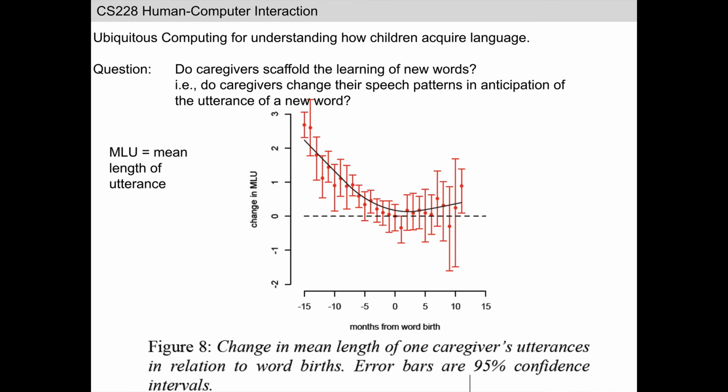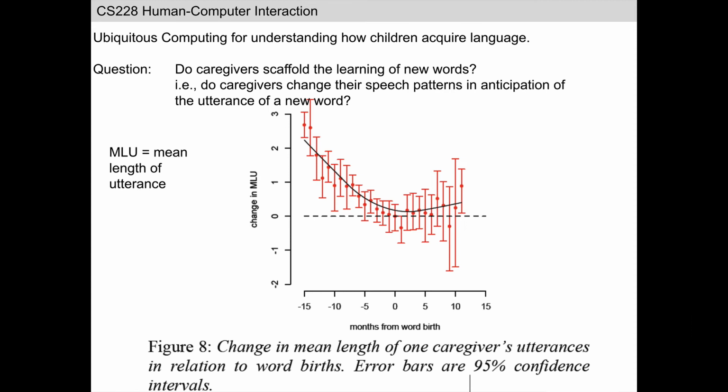If water was emitted late, we can go backwards and look at when the caregivers uttered the word water. If another word like mama was issued earlier, we can again go even earlier and ask how often the word mama was mentioned by the caregivers. Okay. The vertical axis here represents change in mean length of utterance.